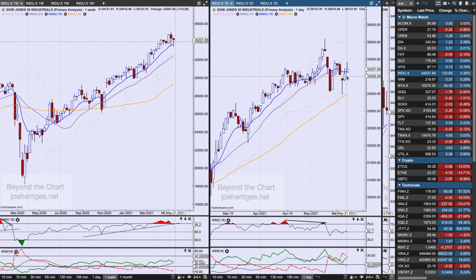The Dow was up 123 points on Friday, but it was quite a volatile week. And for the week, the Dow was down 174 points. So back-to-back down weeks here for the Dow.